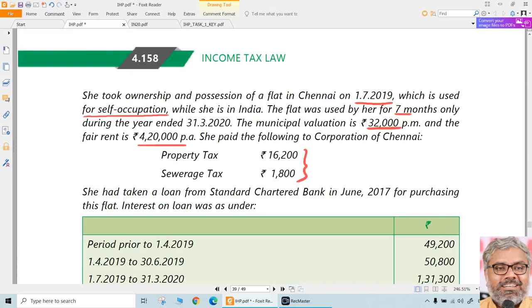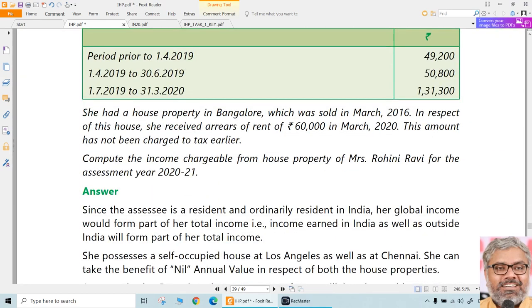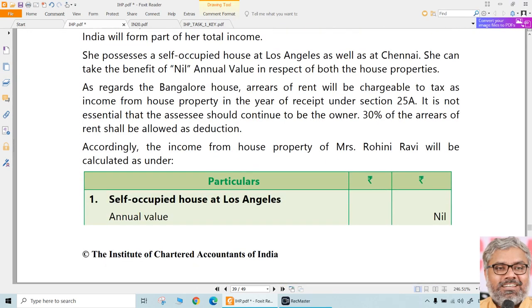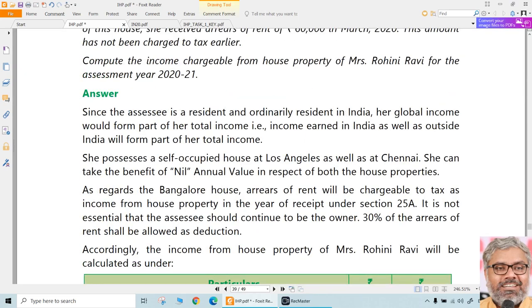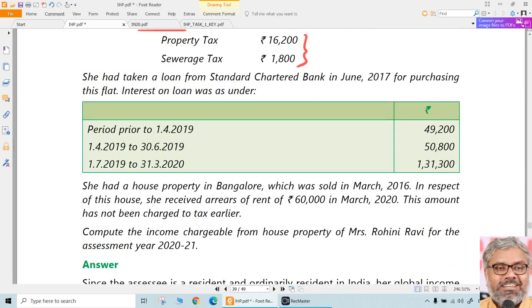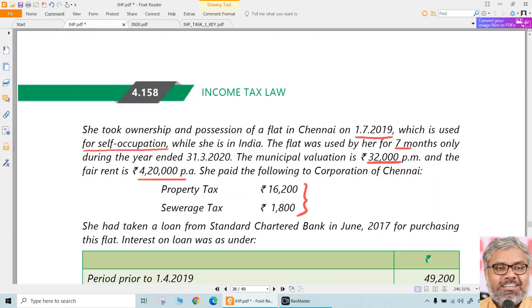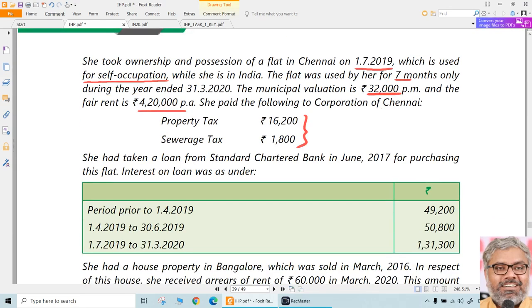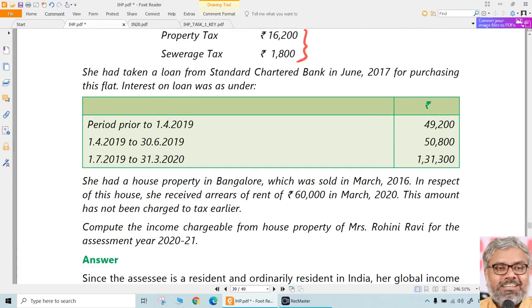Why? Because she can have 2 properties in India as self-occupied. Here there are 2 properties, one in Los Angeles, one in Chennai. So both the properties can be taken as annual value nil only. So municipal taxes, municipal valuation, everything does not matter, since anyway those are self-occupied houses.